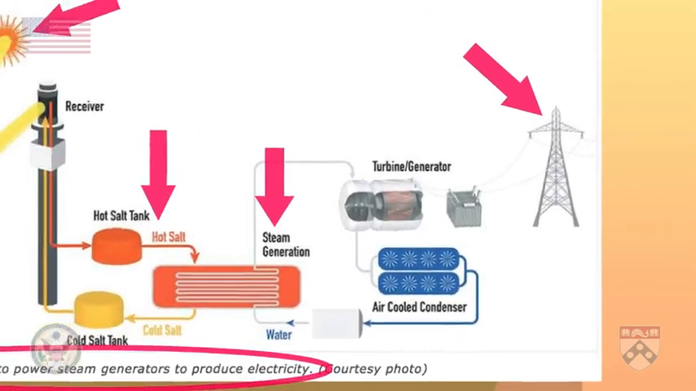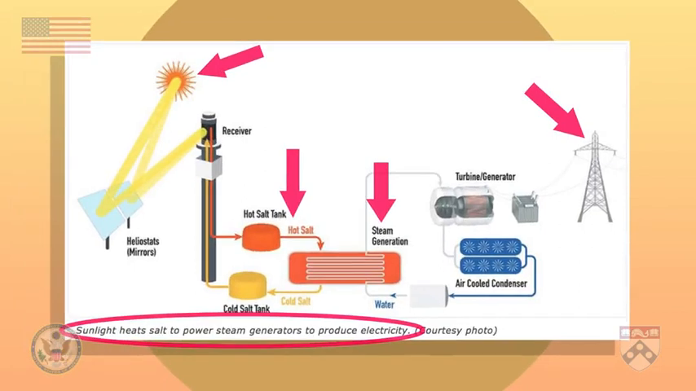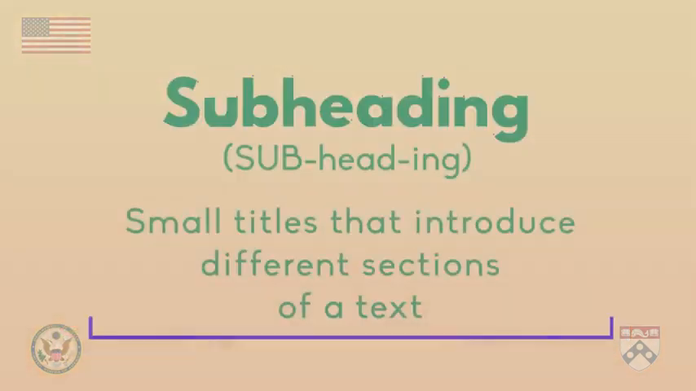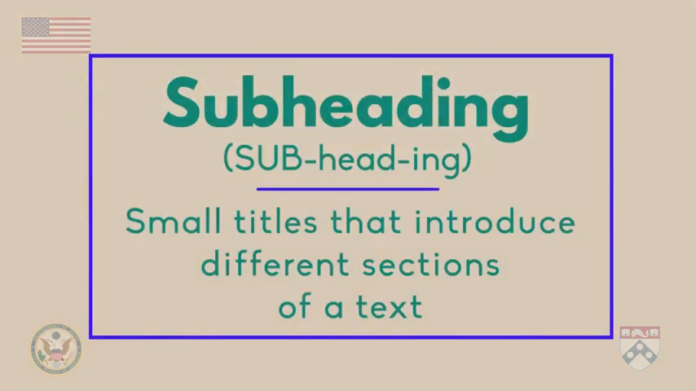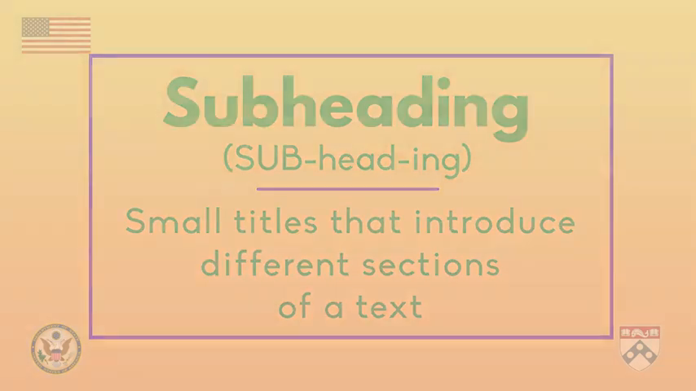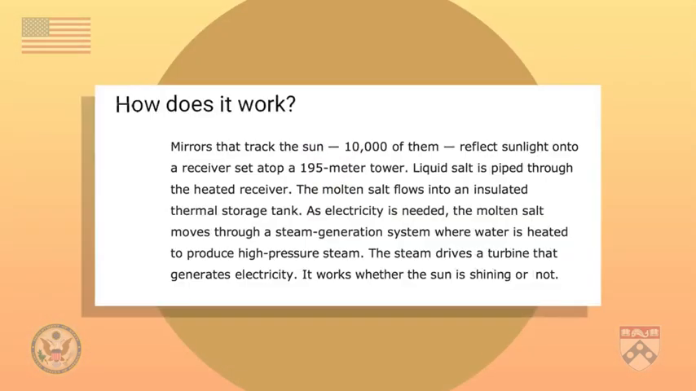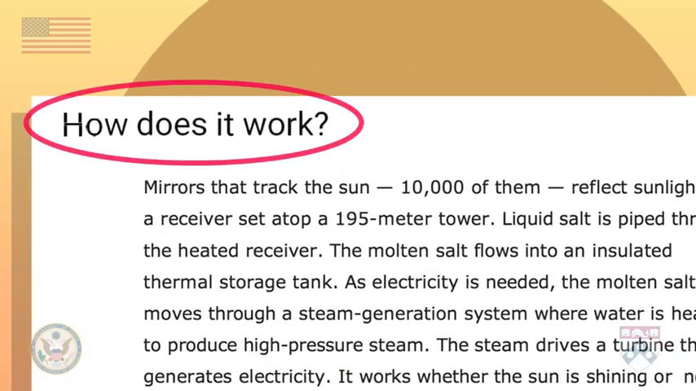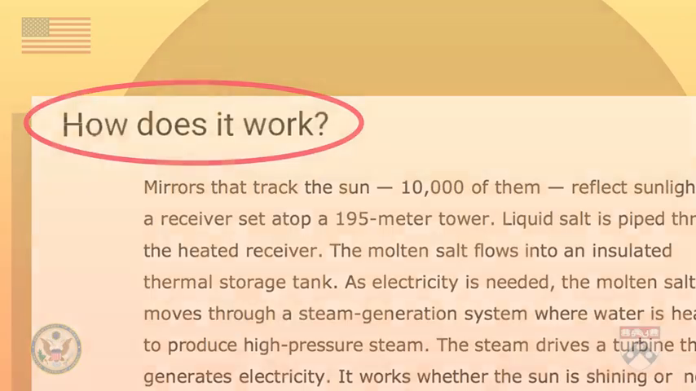In addition to pictures, we should pay attention to any subheadings in the text. Subheadings are small titles that introduce different sections of the text. In our text, we see the subheading, "How does it work?" We can predict that the text will explain how this system makes electricity. Now comes our last step in previewing texts.